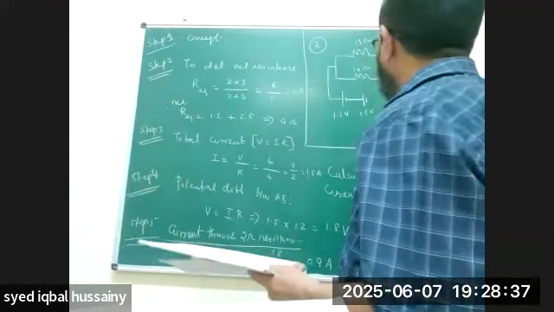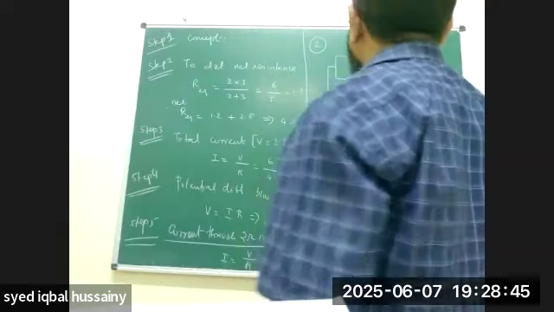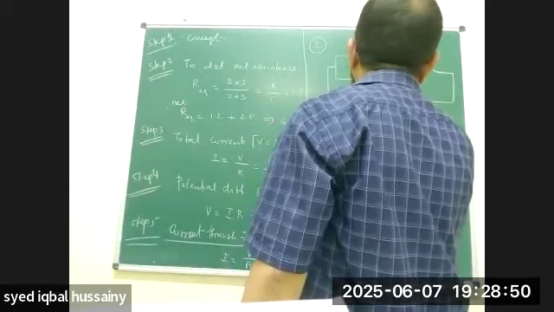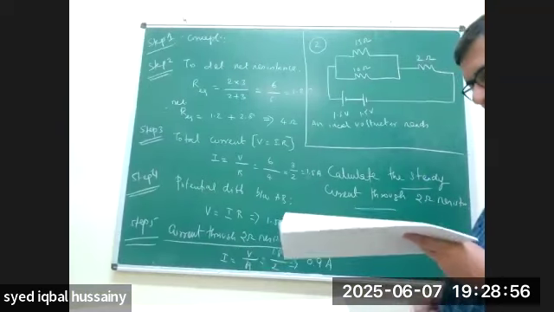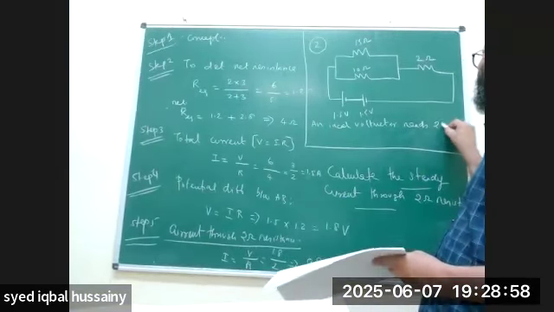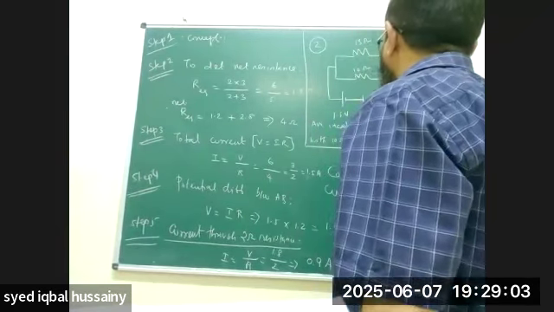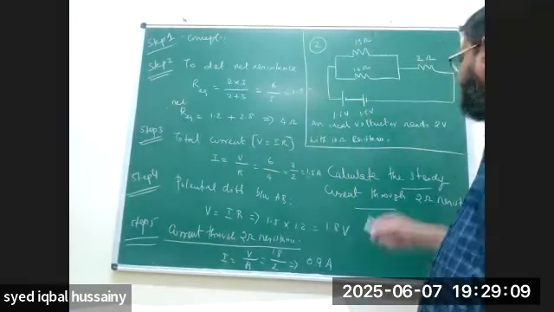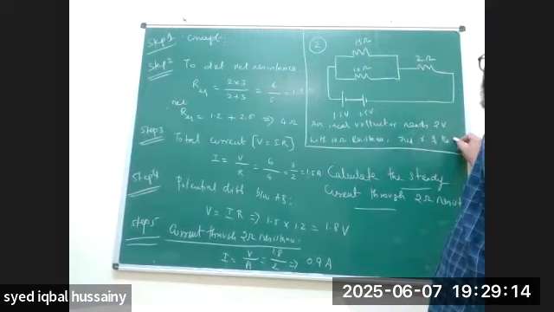1.5 volt, 1.5 volt, 2 batteries given, and here the connection. An ideal voltmeter reads 2 volt with 10 ohm resistance. Okay, find the internal resistance. Find the internal resistance of this cell.